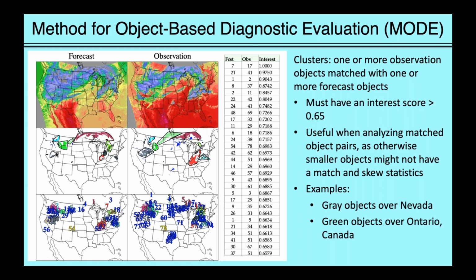The green objects over Ontario, Canada are another example. If we don't match these objects, even though they're smaller, it could end up skewing some of our statistics. So whenever we start talking about matching objects and ordering objects, we start with the clusters first, and then we go through and look at any other remaining objects.